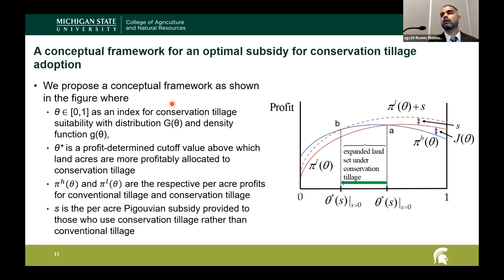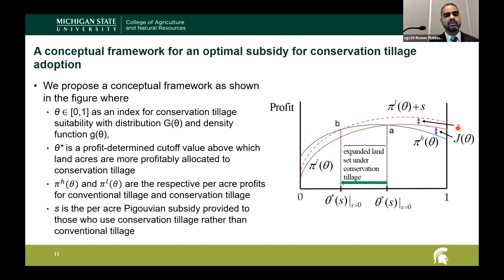So previously I talked about the Pigouvian subsidy, and here I'll present a model, a conceptual framework for an optimal subsidy amount for conservation tillage adoption. We propose a framework where theta is an index for conservation tillage suitability with a certain distribution function. Between 0 and 1, land can be allocated either to conservation tillage or to conventional tillage. For the sake of simplicity, we do not factor no tillage into this model, and we only take into account the health effects, not other externalities such as better soil health.